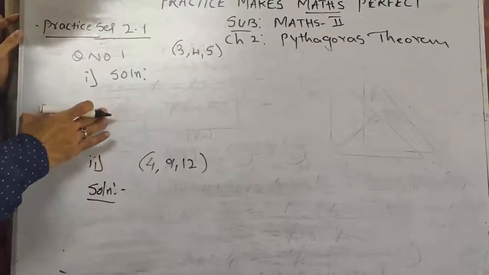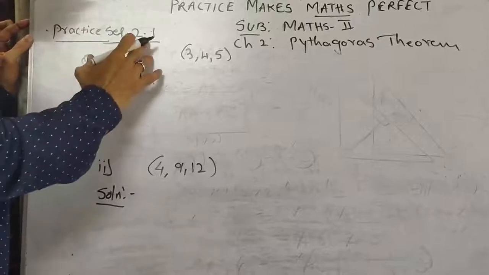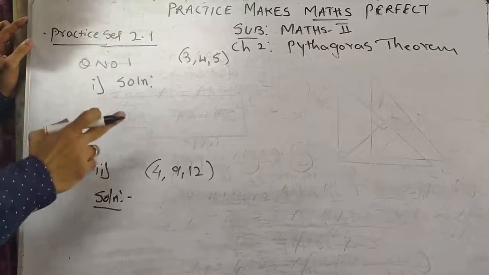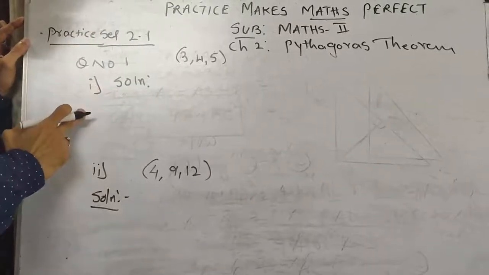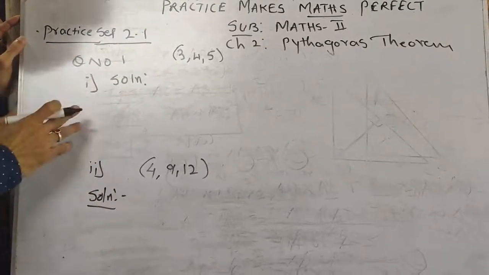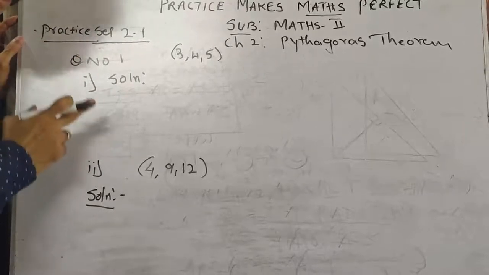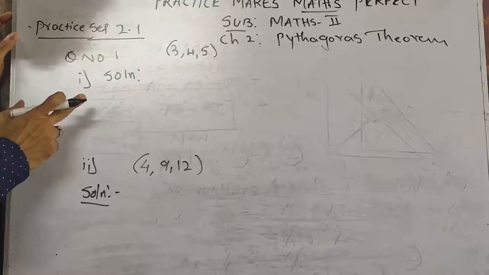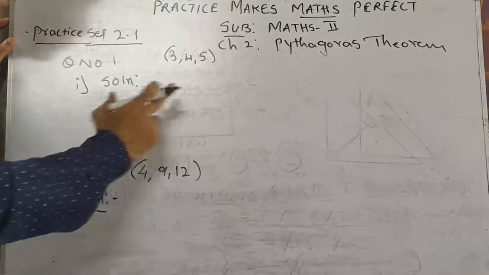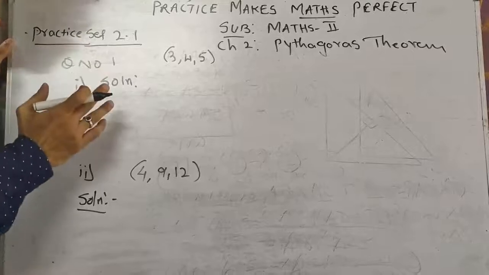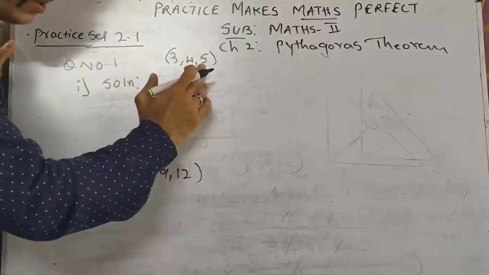Now come to exercise 2.1, practice 2.1. Your first sum is 3, 4, 5. Numbers are given to you. The question is: identify with reason which of the following are Pythagorean triplets. The first one has numbers 3, 4, 5. So how to solve it? It is very easy.